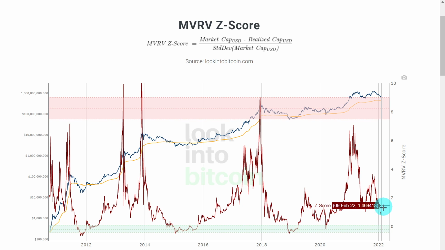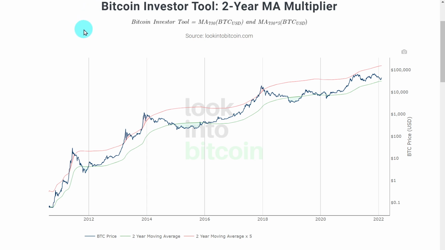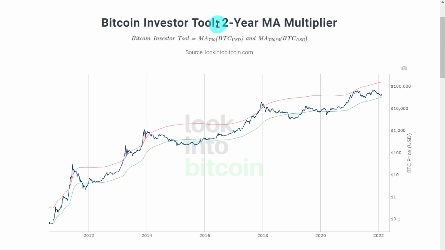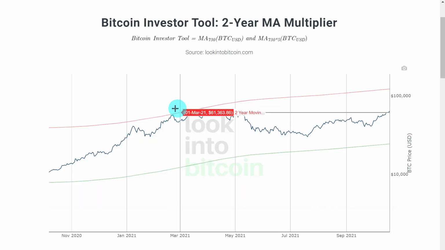The current value is at, let's zoom in over here, 1.47. Let's go back to a price chart. This is not the 4-year moving average, but the 2-year moving average. And on top of that, we've also got a multiplier. So this is a 5x from that moving average to indicate where we might be heated. Again, we see the recent top over here did not extend this 5x multiplier from the moving average.